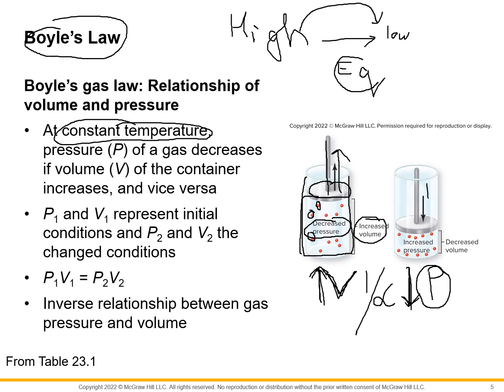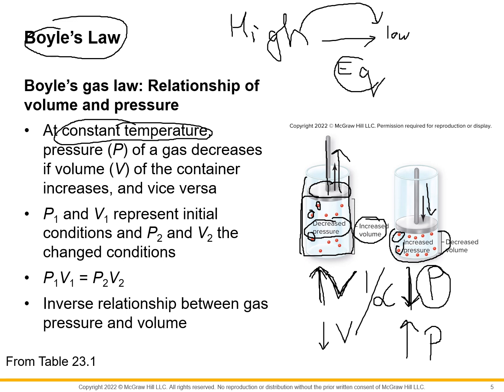So if you're moving this piston down, you are decreasing the volume of the container. When you're decreasing the volume of the container, the gas inside becomes more pressurized. So you decrease the volume of a container, the gas pressure inside it increases.